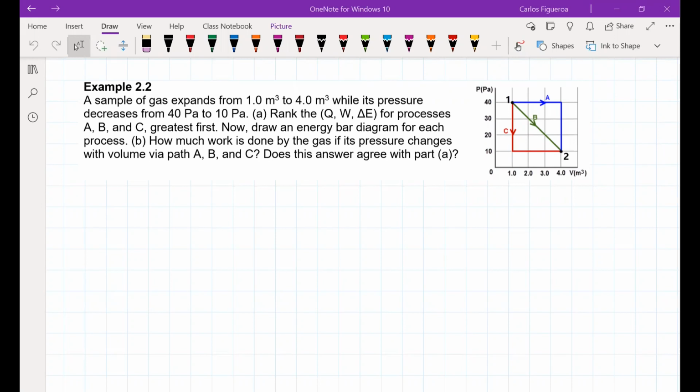Example 2.2: a sample of gas expands from 1 to 4 cubic meters, while its pressure decreases from 40 pascals to 10 pascals. A, rank the heating, workings, and internal energy changes for processes A, B, and C, greatest first. Now draw an energy bar diagram for each process. B, how much work is done by the gas if its pressure changes with the volume via path A, B, and C? Does this agree with part A answer?